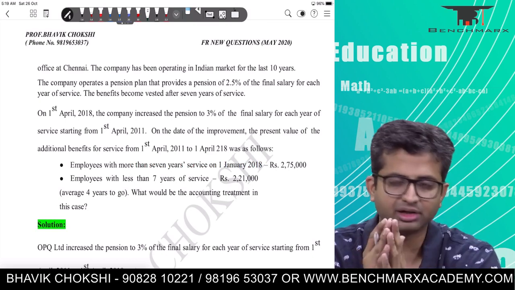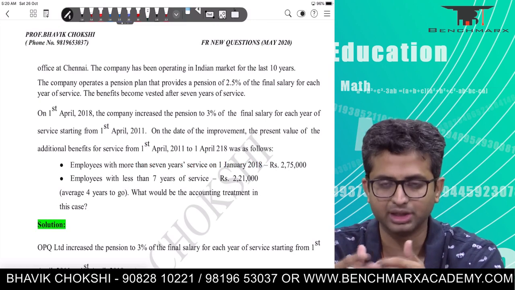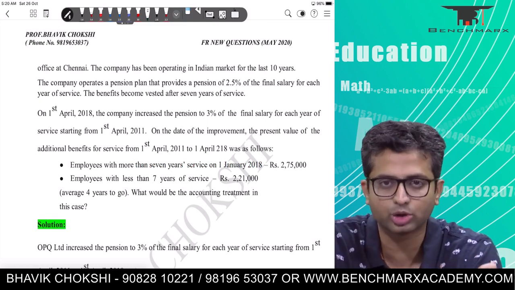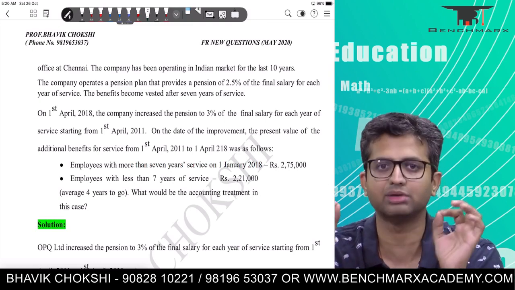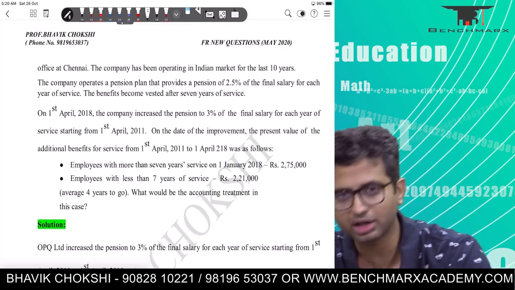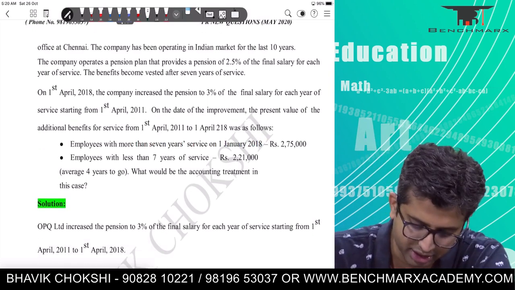Old AS 15 had a slightly different treatment. It treated some as vested, some as unvested. Ind AS believes that if you expect that the employees are going to continue, whether they are vested or unvested does not really matter. The year in which the change happens, the entire expense has to be recorded to the profit and loss account. So with that background, we'll read the question.